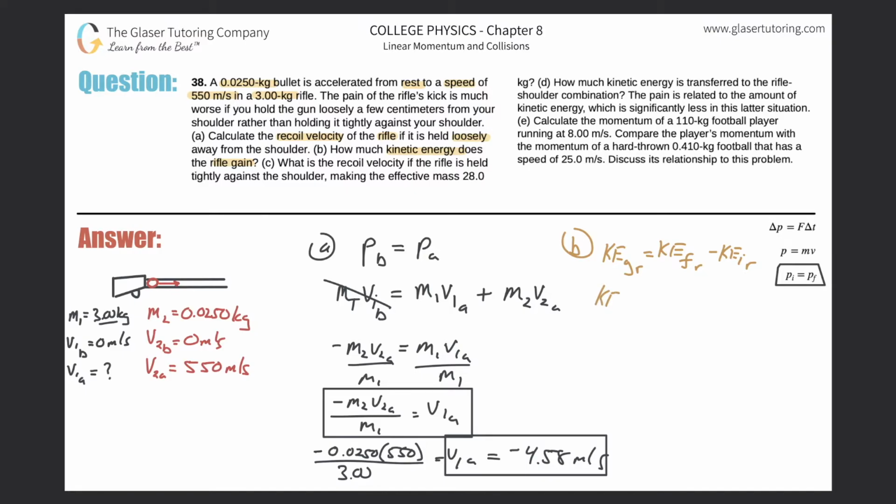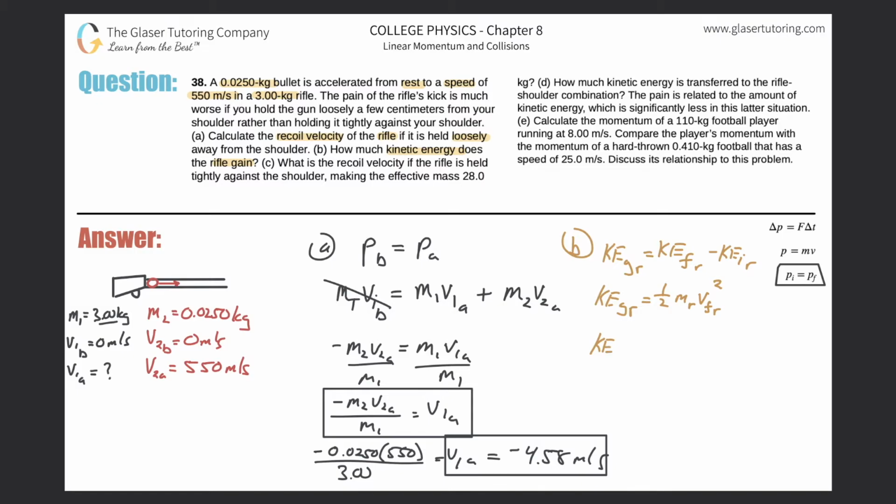So expanding this, the kinetic energy gain of the rifle will be equal to the final, which is 1/2 multiplied by the mass of that rifle, multiplied by the final velocity of that rifle, or the velocity after the collision, or after that explosion, squared, minus the initial. But remember, kinetic energy is a function of velocity, and the velocity initially for the rifle was 0. So this whole term just drops to 0, so this is my equation.